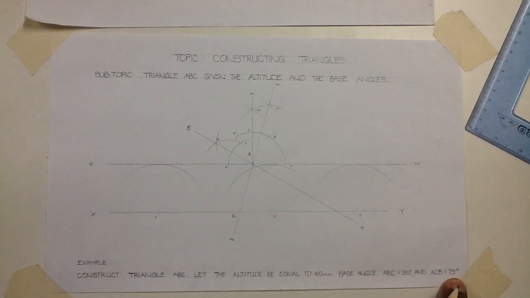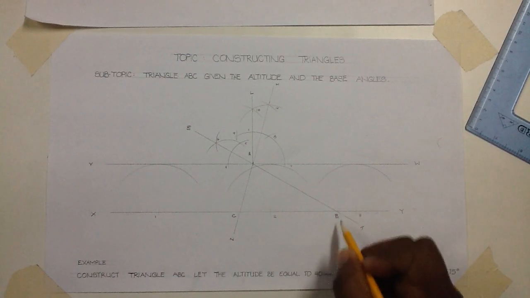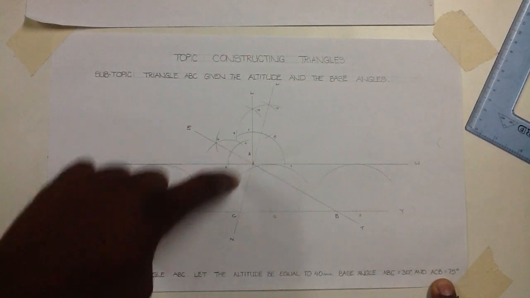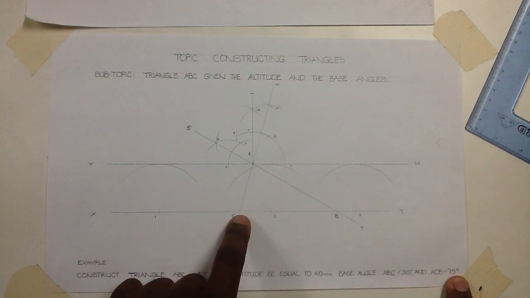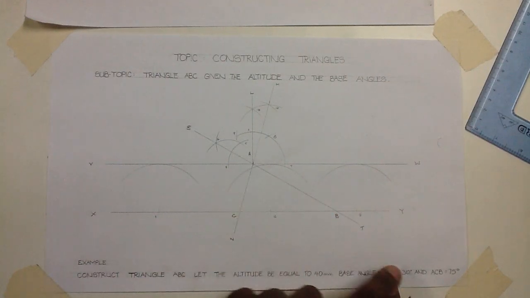Point C is 75 degrees, and point B, the angle at point B, is 30 degrees. And there we have identified our base angles. ACB is 75 degrees, and ABC is 30 degrees.